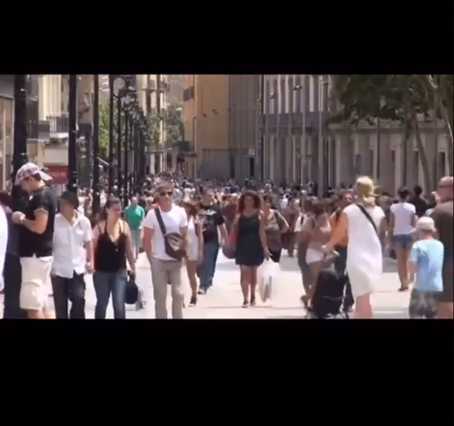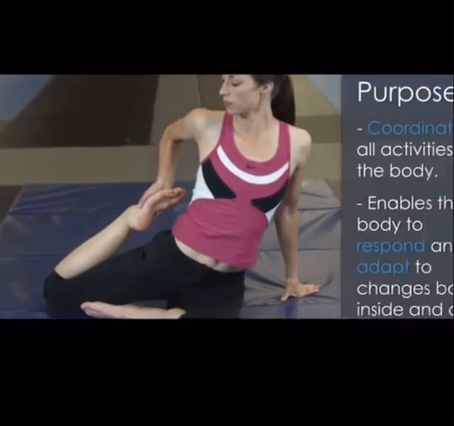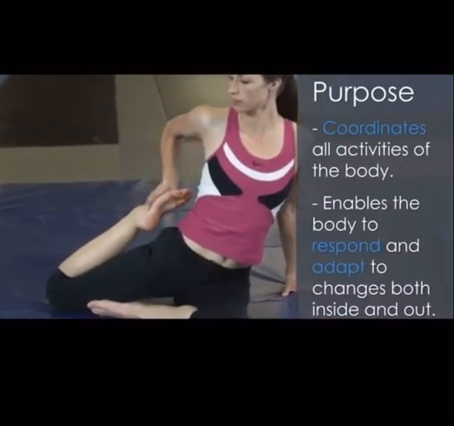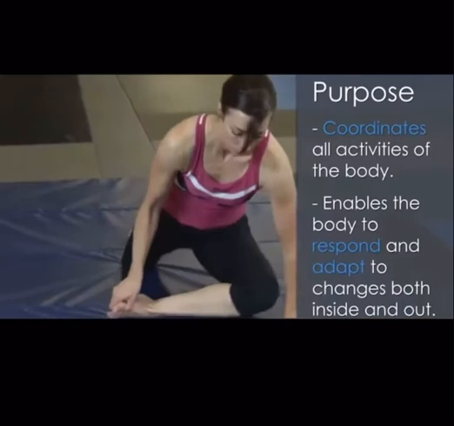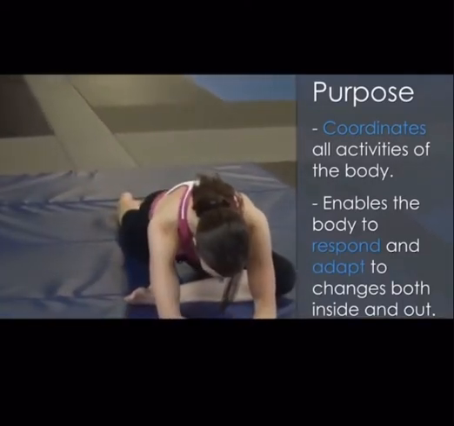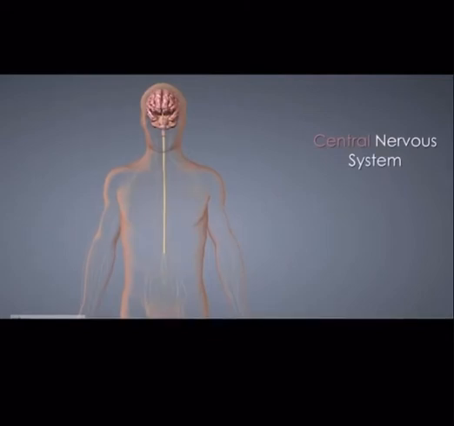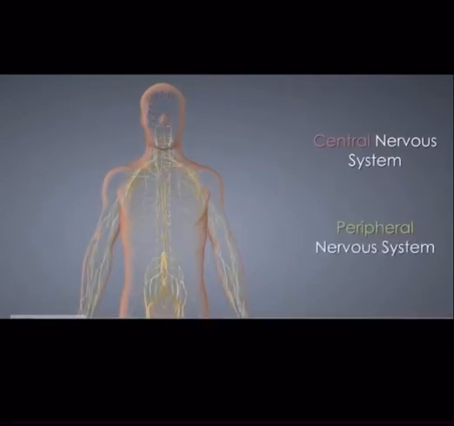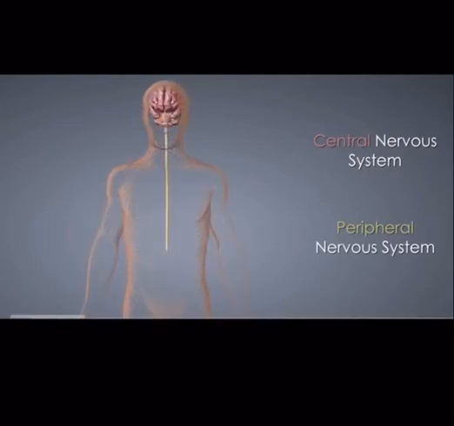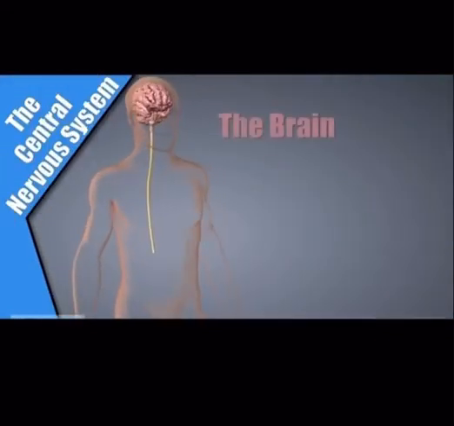To begin, let's look at the primary function of the nervous system. The basic purpose is that it coordinates all the activities of the body and enables the body to respond and adapt to the changes that occur inside and outside the body. Now, the nervous system is actually split into two parts: the central nervous system and the peripheral nervous system. We'll explore the peripheral later, but first let's look at the central nervous system. The central nervous system is made up of two major structures: the brain and the spinal cord.